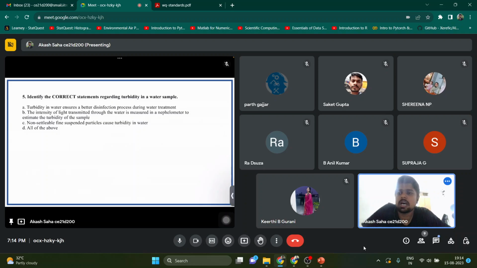The question is: identify the correct statement regarding turbidity of a water sample. A. Turbidity in water ensures a better disinfection process during water treatment. B. The intensity of light transmitted through the water is measured in a nephelometer to estimate the turbidity of a sample. C. Non-settleable fine suspended particles cause turbidity in water. D. All of the above. So which statement is true? Non-settleable fine suspended particles cause turbidity in water.